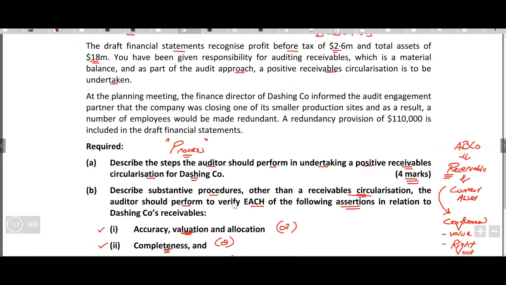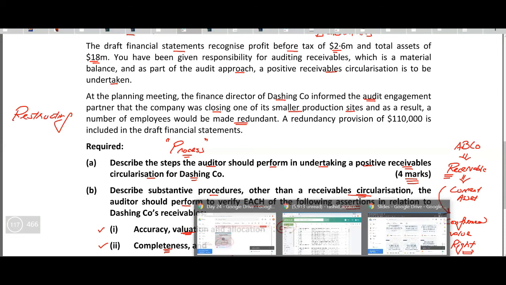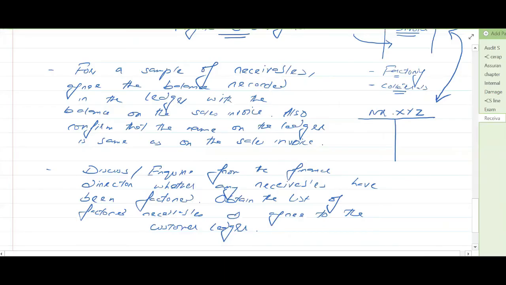Now we have this thing. At the planning meeting, the finance director of Dashing Company informed the audit engagement partner that the company was closing one of its smaller production sites, and as a result, a number of employees would be made redundant. And we know from our F7 financial reporting knowledge that this is restructuring. When they are closing one of their sites, this is actually the restructuring or reorganization.